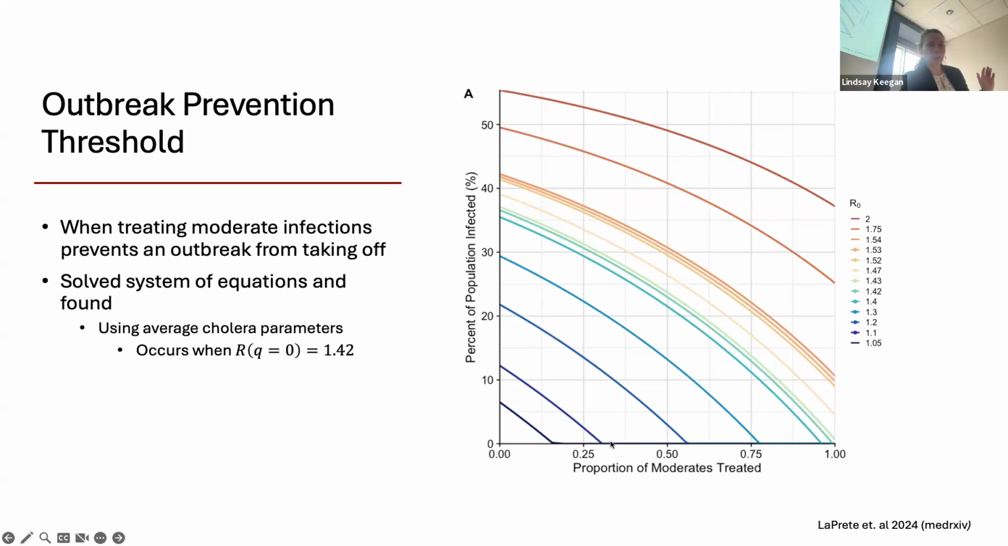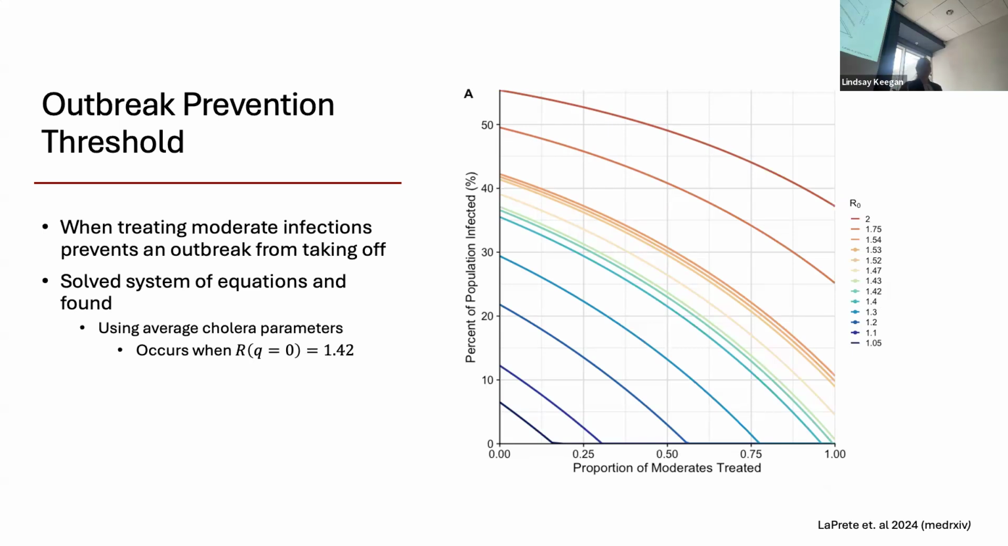On this plot, this shows the percent of the population that's infected, and this is the proportion of moderates treated. Anywhere that it crosses the x-axis is where treating moderate infections drops you below this outbreak prevention threshold, stopping the outbreak. You can see it crosses right about here, where R naught is 1.42. In order to achieve that, when R naught is 1.42, you have to treat every single moderate infection. So that's probably not realistic.